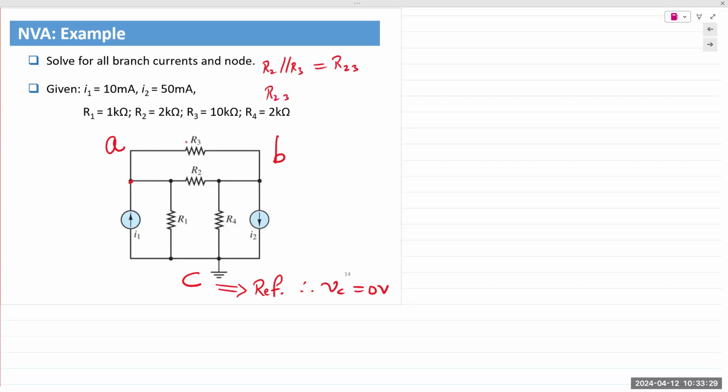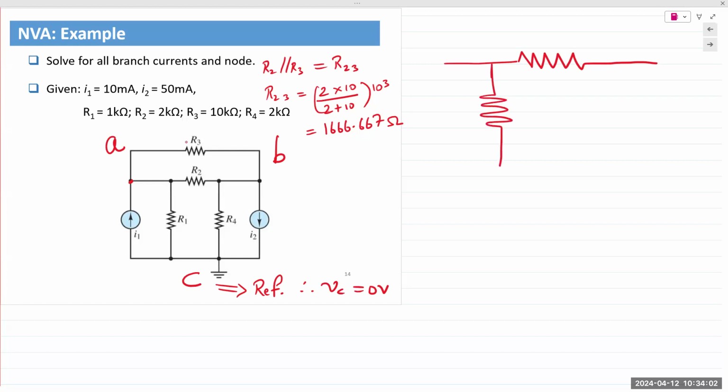And R23 is given by 2000 times 10,000 divided by 2000 plus 10,000. And that should give me a value of 1666.667 ohms. Those two are in parallel. I combine it. Now I'm ready to draw out my circuit diagram. And I'm going to draw this large, which is what I would expect of the students also. And there's a reason, because you have to note all quantities in there on the diagram itself.